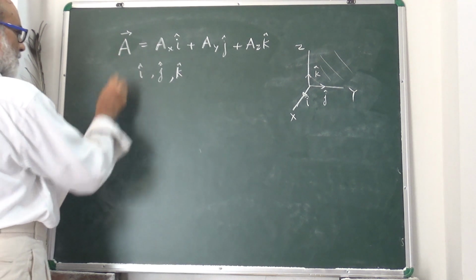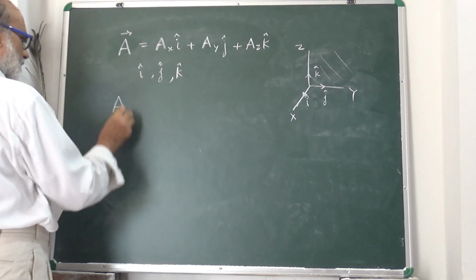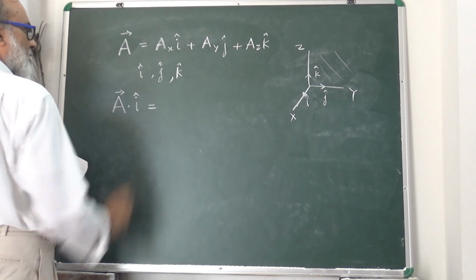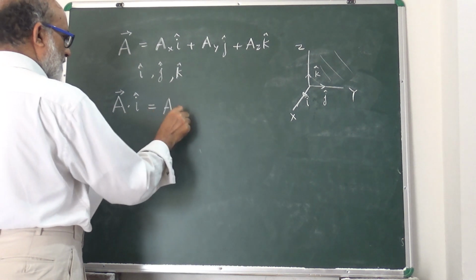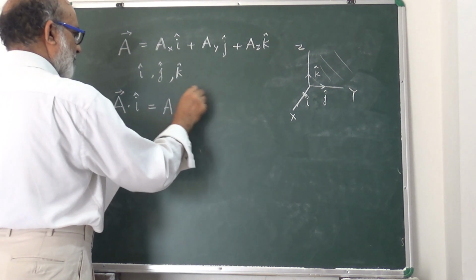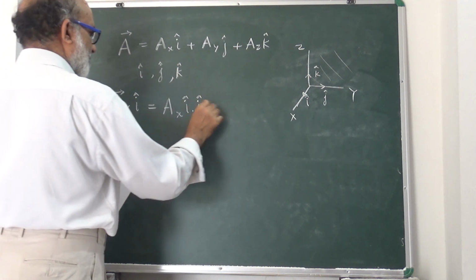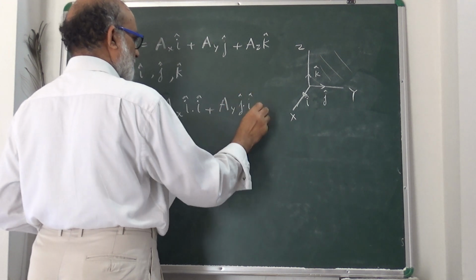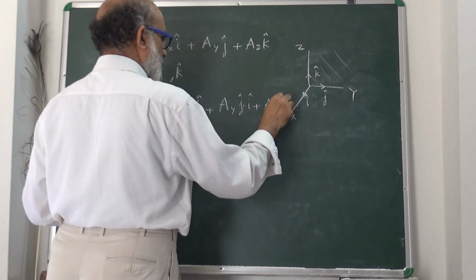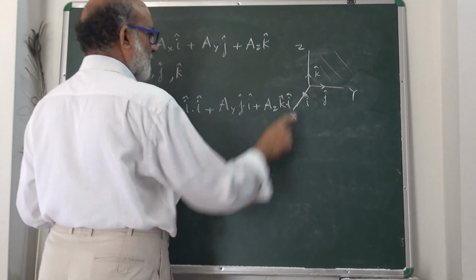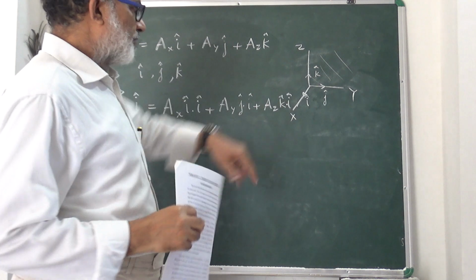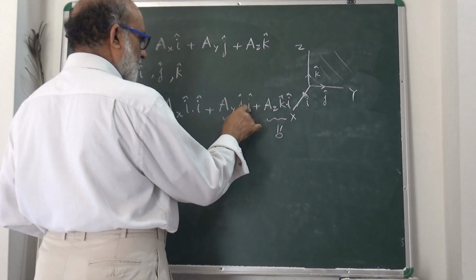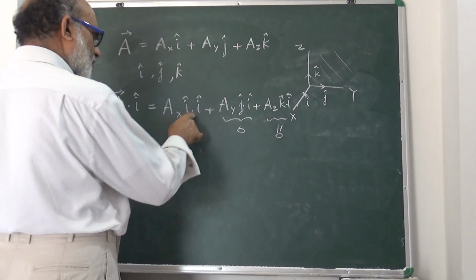Now, if you multiply this by, say, the dot product with I, you will get AX I dot I plus AY J dot I plus AZ K dot I. Since these unit vectors are orthogonal, two of the terms will result in 0. Why? Because J dot I will be 0, K dot I will be 0, and I dot I will be 1.